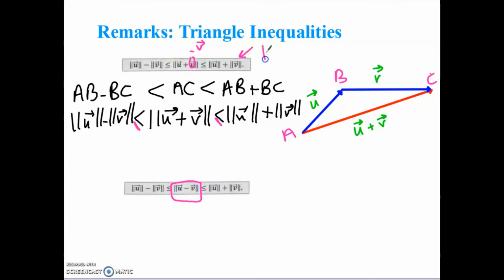Here, we will get the norm of minus v. But we know that the norm of minus v is equal to the norm of v, because opposite vectors have the same magnitude or the same norm. So we will get this. And here also, if we replace v by minus v, we get the norm of minus v, which is the same as the norm of v.